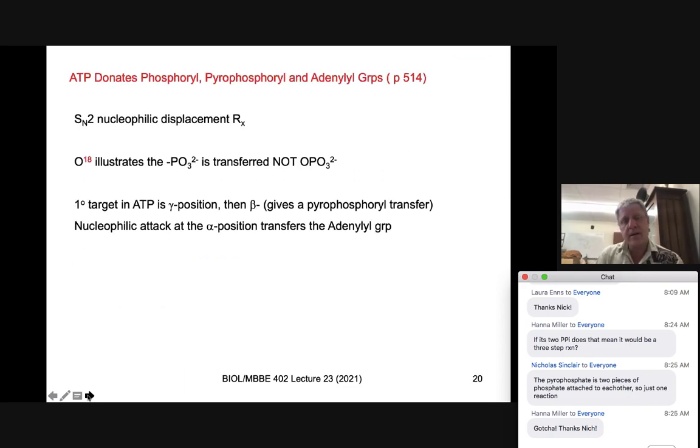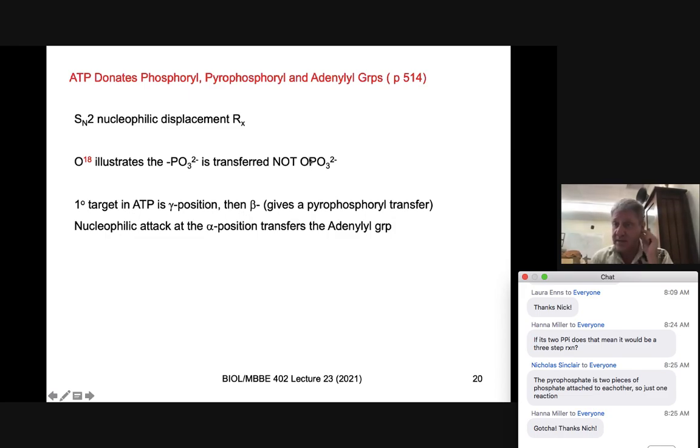We also see ATP being an interesting phosphorylational donor, and we see this through what they call an SN2 nucleophilic displacement reaction. So you might want to reflect back on your chemistry on how that particular mechanism occurs. We know this occurs specifically given that we use radio-labeled heavy oxygen, oxygen-18, and we illustrate importantly that it is a phosphate 3-oxygen transfer, not a 4-oxygen transfer, from the degradation of the ATP.